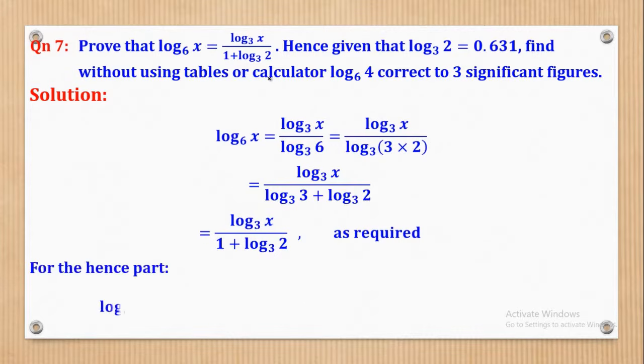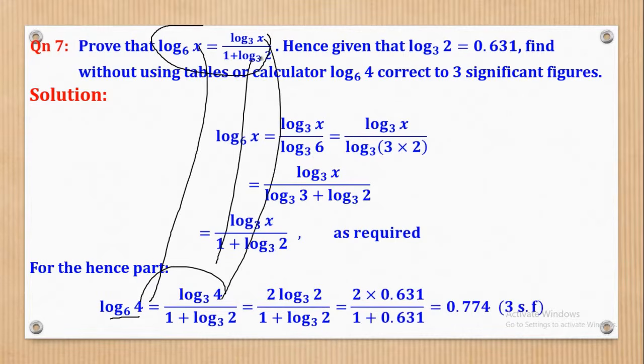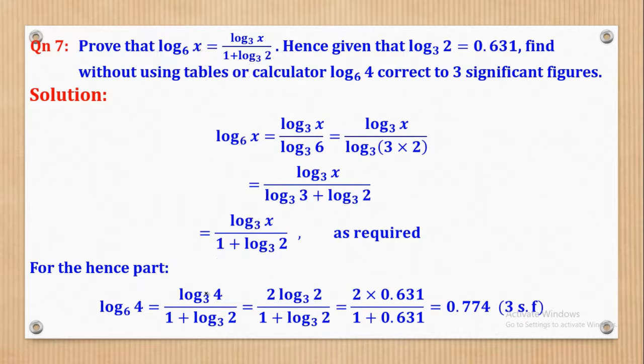Now for the hence part, log base 6 of 4 is equal to this. When we compare this with this, it implies that x is now 4, therefore even here we shall put 4, and also put 4 alone. Then from here, this 4 is the same as 2 squared, that is why you see here 2 log base 3 of 2, and this one remains. Then we are given that log base 3 of 2 is equal to 0.631, so I substitute it there. I also substitute for this log base 3 of 2, which is there.